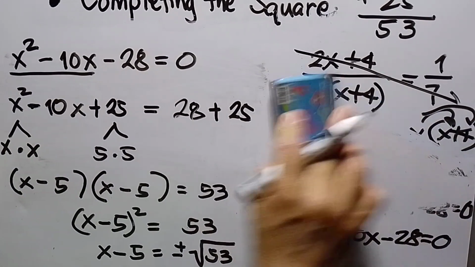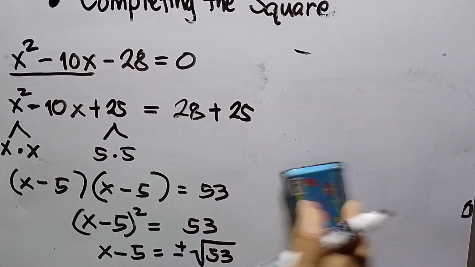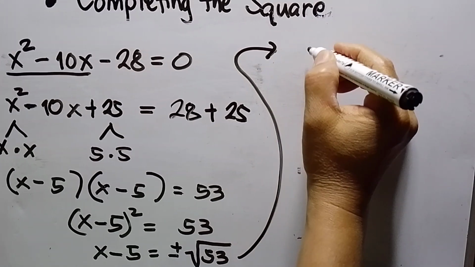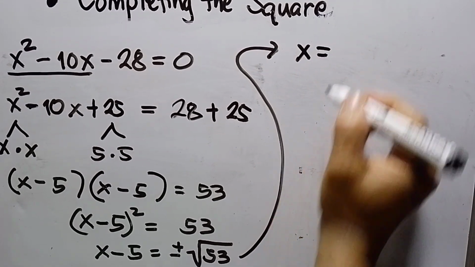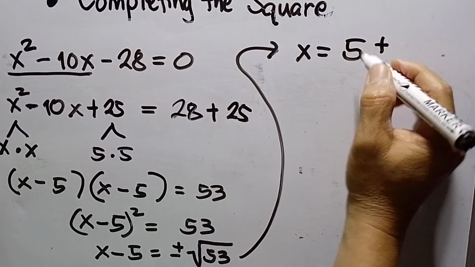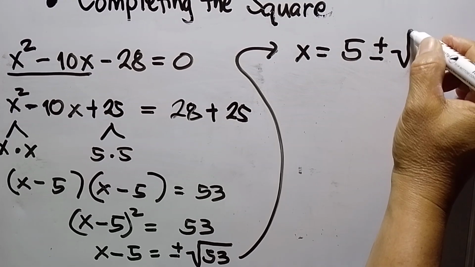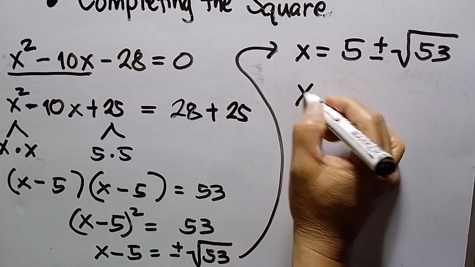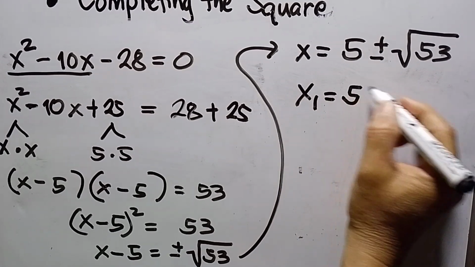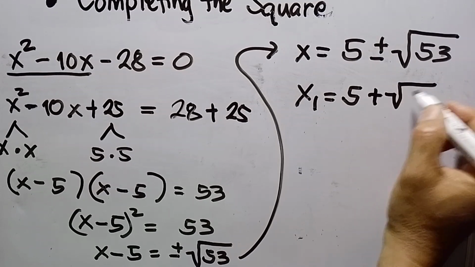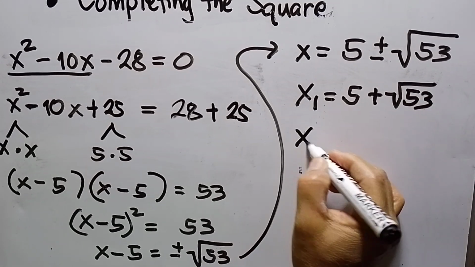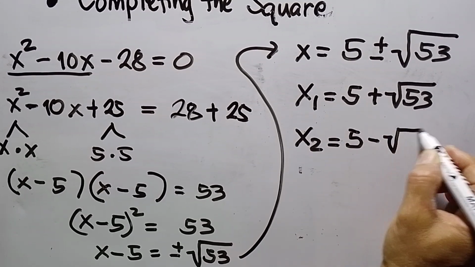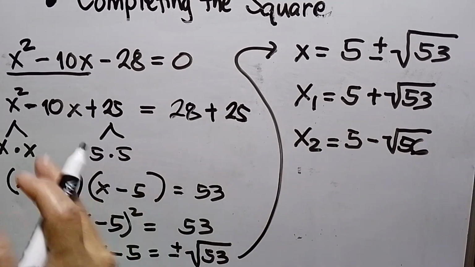Now, to solve the value of x, so this will be x is equal to positive 5 plus and minus square root of 53. So meaning you have two roots in here. x1 will be 5 plus square root of 53, and then the second root is 5 minus square root of 53. Sorry, this is 53.